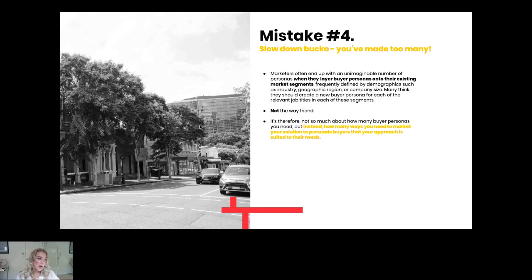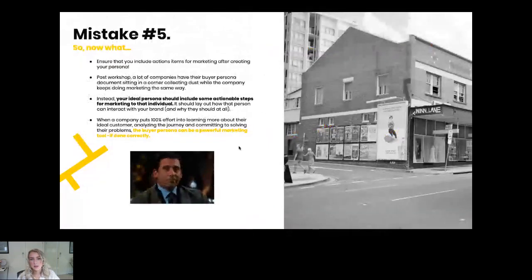The final mistake I'll go through, and this is obviously very pivotal, you want to include action items for your marketing after creating your persona. It's all well and good to go through this process and waste heaps of time listening to me, making a workshop, and then have your buyer persona just sitting in a drawer collecting dust. That's far too easy. You need to make sure that as part of your persona, you include action items at the very end to make sure that you're instating them straight away.